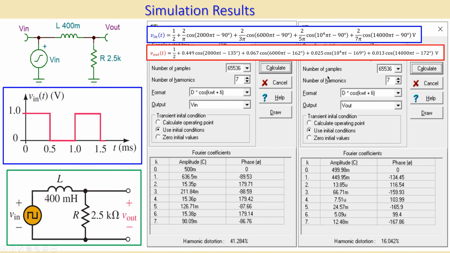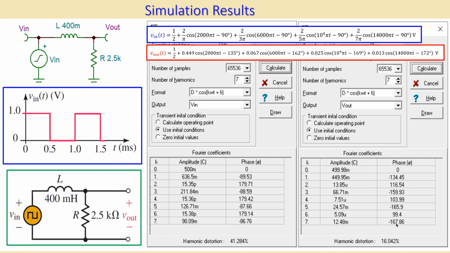This is 25 millivolts, and I can see approximately 24.6 millivolts. It's also very close, and the phase is minus 169 degrees, and I read here minus 166 degrees. So again, very close to what we have calculated. The last one, the seventh harmonic, is 13 millivolts, and it is 12.5 millivolts. Again, very close. And this has a phase of minus 172 degrees, and this is approximately minus 168 degrees. So also very close to what we actually have.